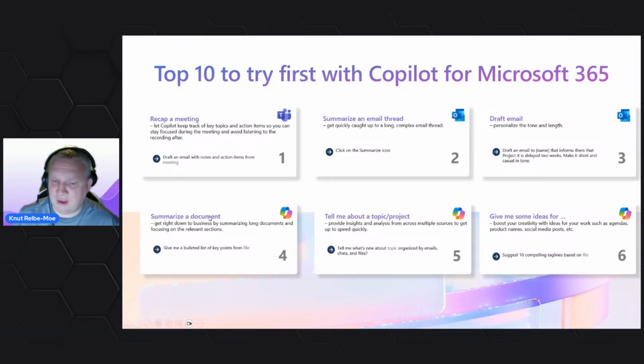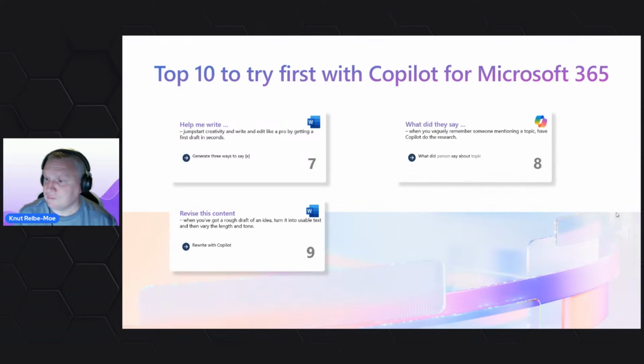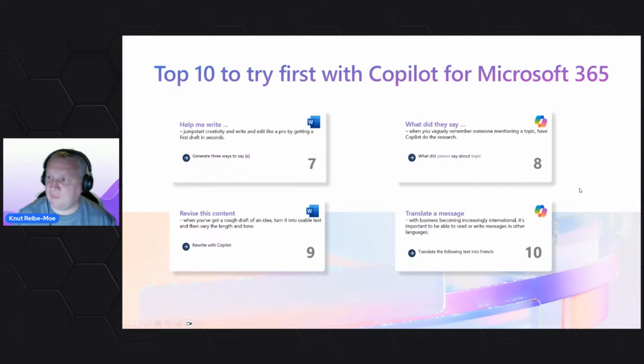So, for instance, we have summarize a document. As you can see here, we have tell me about a topic or project, or we can give some ideas basically coming in. I'll show you a couple of examples, and then we have the last 4 here. So again, you can actually go in and also ask Copilot, for instance, to see what a colleague said during a meeting, or translate the message.